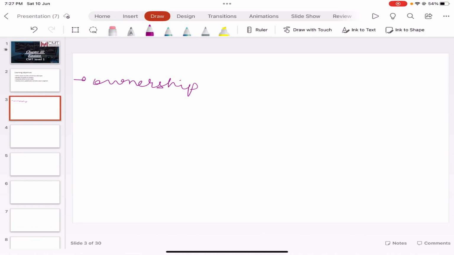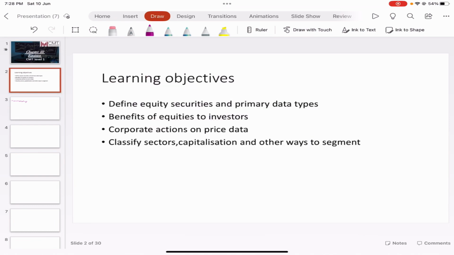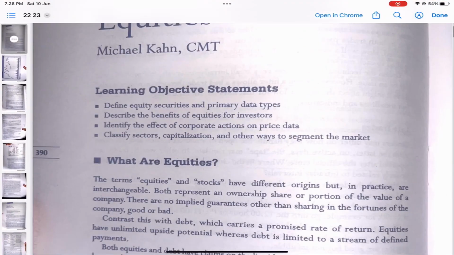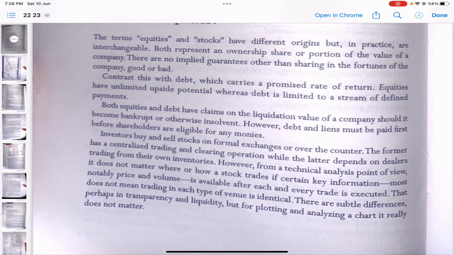Now what is the difference between equities and debt? There are two ways of raising money, raising finance. It can either be through share capital, which is equity, or through debt. Debt is basically a form of loan, or we can say it is borrowings. Let's first discuss from the book itself, then it will be easy to understand.